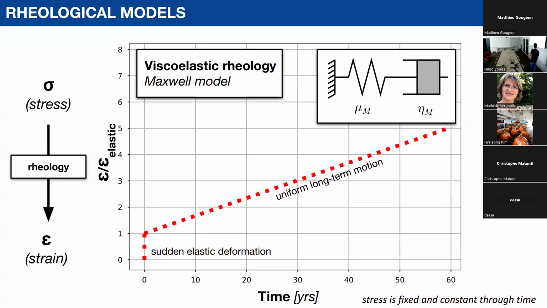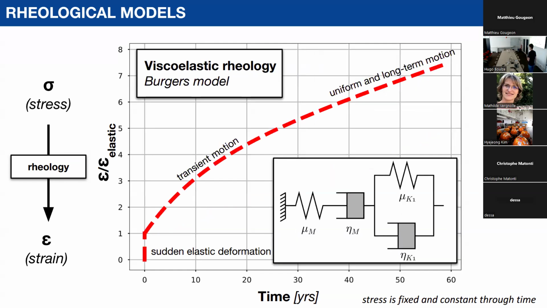Viscoelastic rheology: you add to this elastic spring a dashpot that models the uniform and long-term motion. So this is what we call the Maxwell model. And we can build more and more complex viscous models, for example, the Burgers model, which is a Maxwell model with a Kelvin-Voigt viscous model.